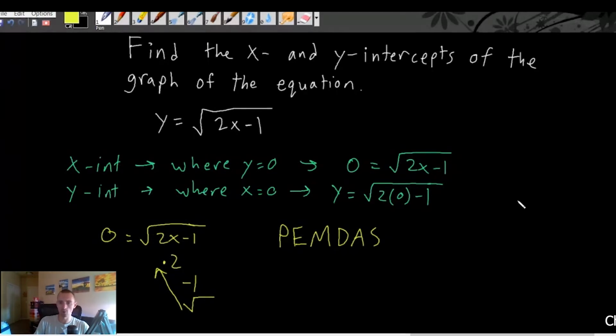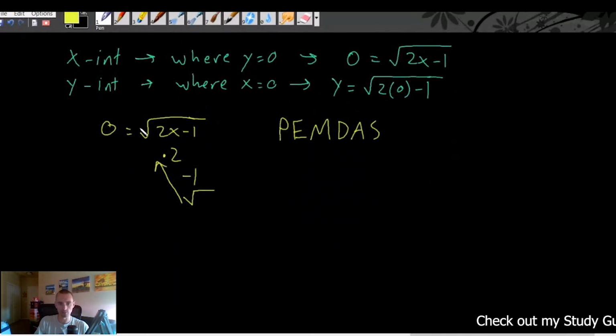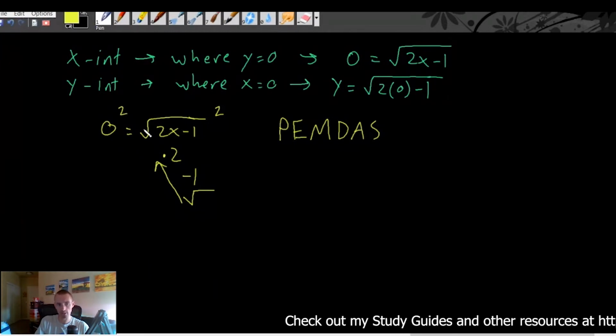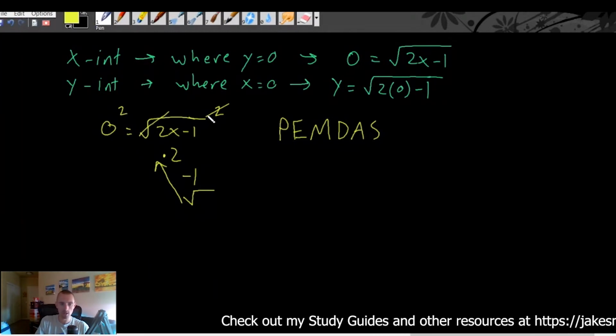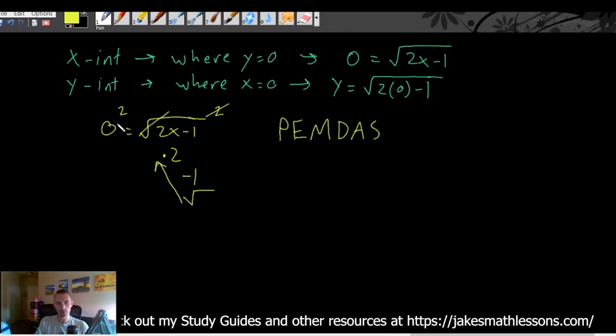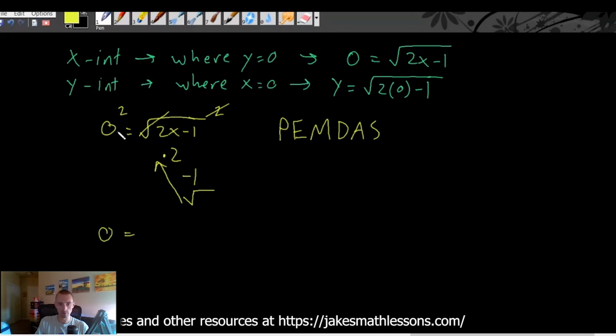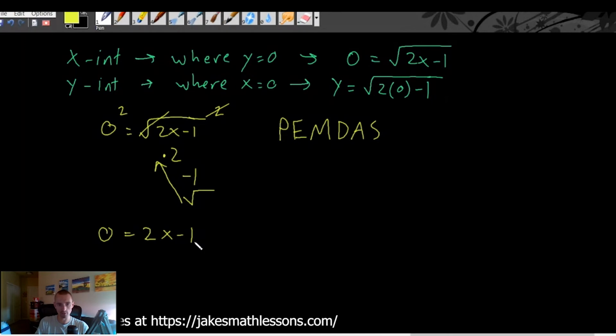So dealing with the square root basically means we want to figure out what operation cancels the square root. Well, that would be squaring it, right? So if we square both sides of our equation, that'll cancel the square root on the right side and basically move it over to the other side. So 0 squared is just 0. The square root is now canceled, so we just have 2x minus 1 on the right side of our equation. Okay, so we dealt with the square root now.